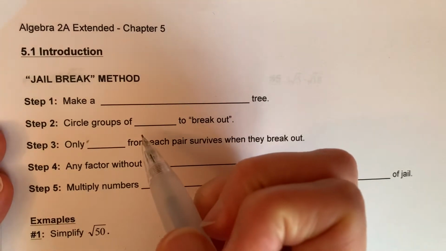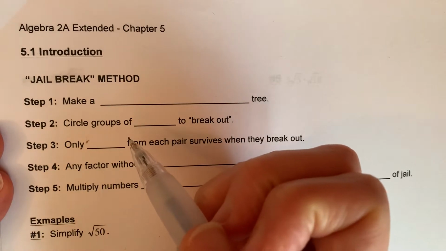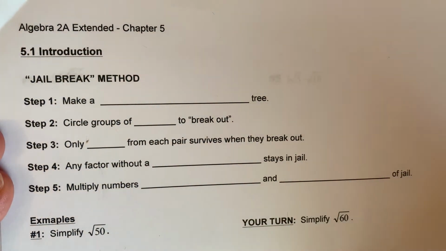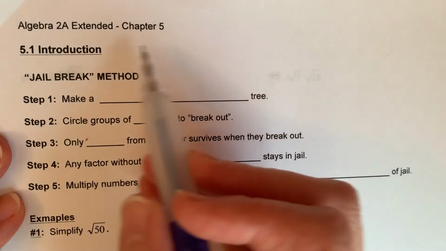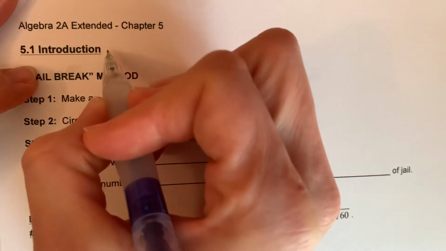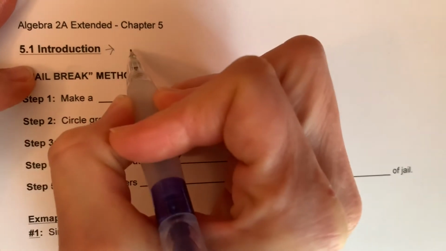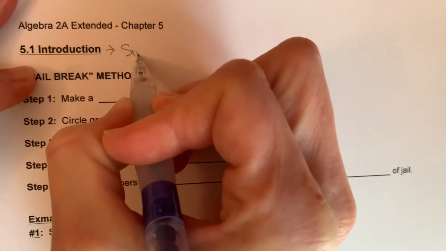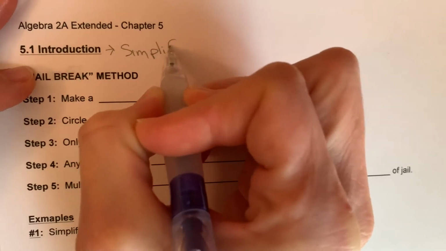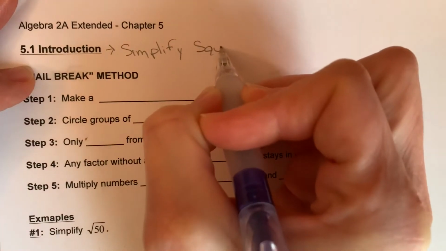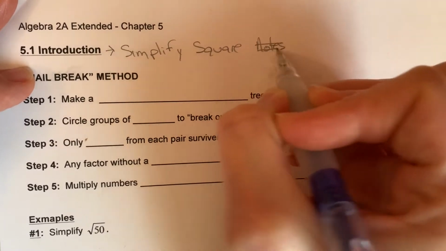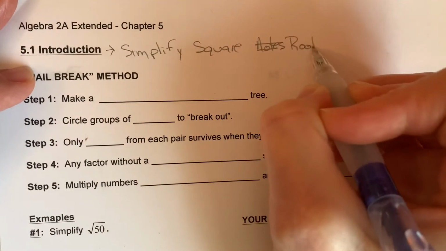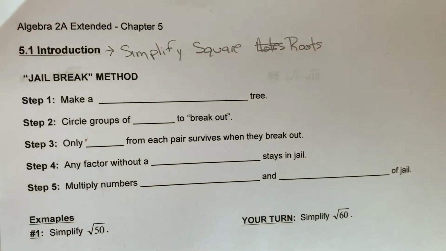So I just want to go over some of the stuff that you learned in Algebra 1, but probably need a little refresher on. Everything that we're doing in 5.1 is simplifying square roots. I think this is already on your notes, but I printed an earlier version. I'm not off to a very good start here.